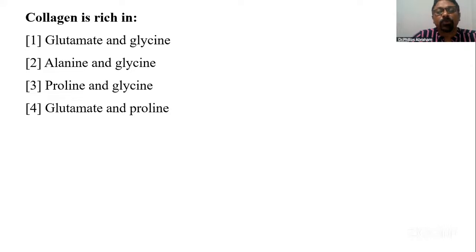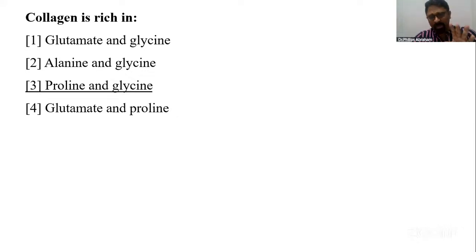Next one, about a major protein. The major protein in our body is collagen. And the question, collagen is enriched in what? As we know, one third of collagen is glycine, and a few here and there, 20% we have proline and hydroxyproline. So the answer is proline and glycine. So please note, collagen is the most abundant protein in our body. In the plasma, the blood, the most abundant protein is albumin.